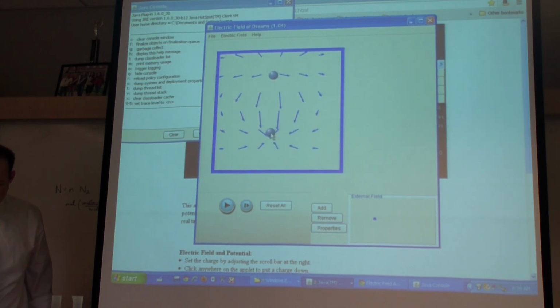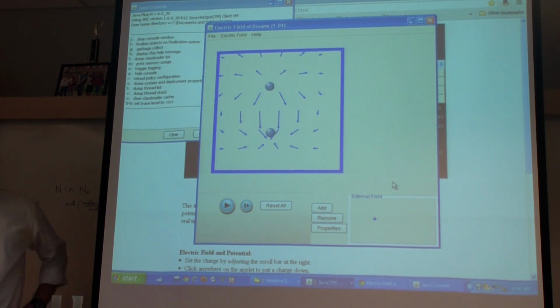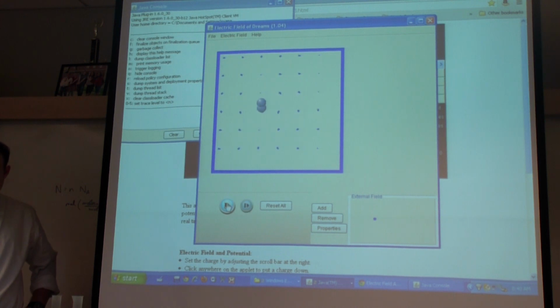So you see how they, can you tell which one's positive and which one's negative? The one on the top is positive, the arrows point away from it. And the one on the bottom is negative. When I hit play, you kind of just see how it plays out, which is kind of interesting.